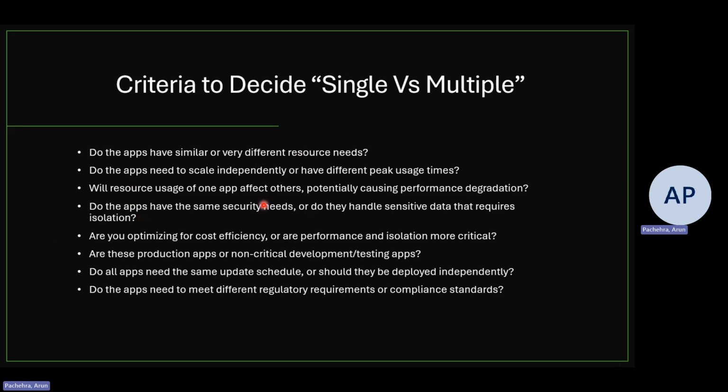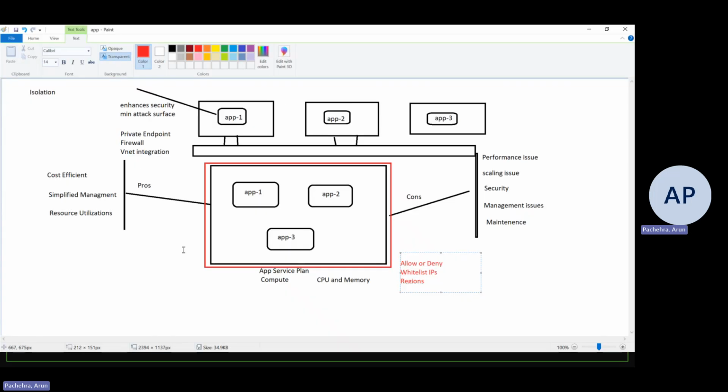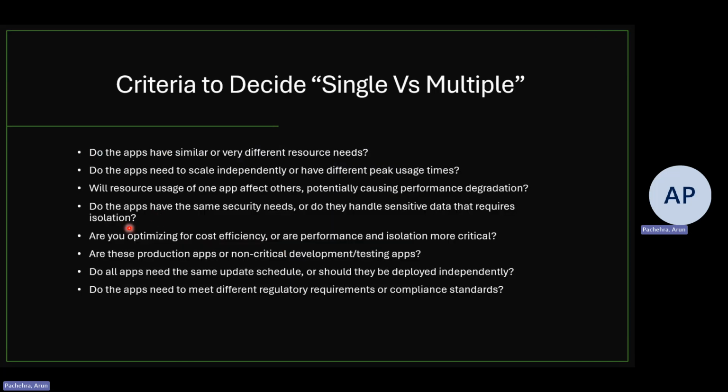Now, another question. So we understood the resource, peak usage, and the performance. If you remember, we have all this written right here: performance, scaling, security. So all these pros and cons will help us find the right plan for us. Is it single or multiple? But how we will decide is by asking these questions.